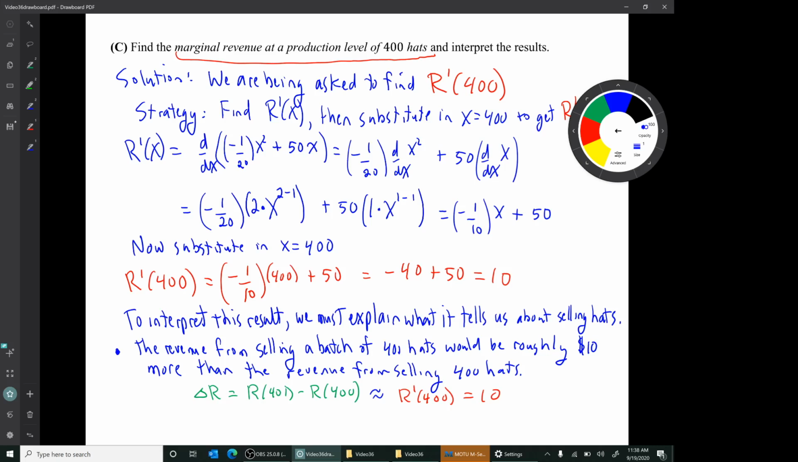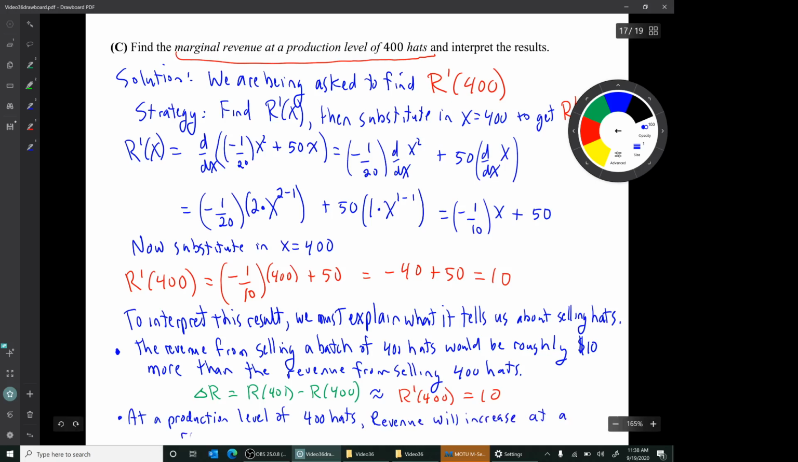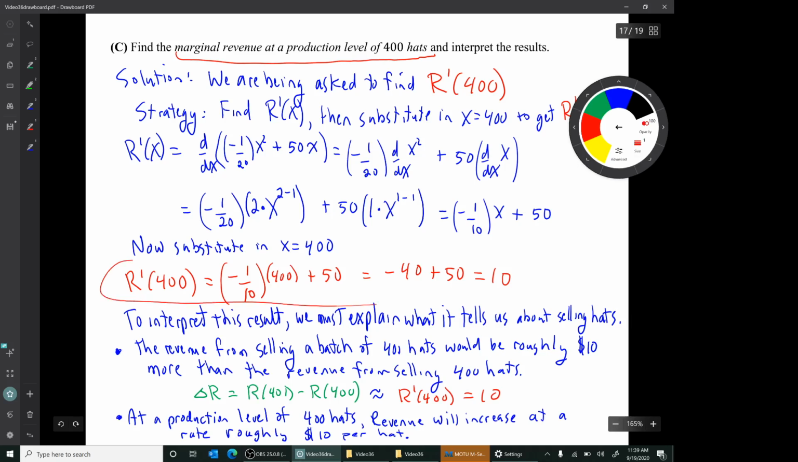So one interpretation is that the revenue from selling a batch of 401 hats would be roughly $10 more than the revenue from selling 400 hats. We could also describe this in a different way. At a production level of 400 hats, revenue will increase at a rate of roughly $10 per hat. So those are two different ways of describing in words what our mathematical result means about selling hats.